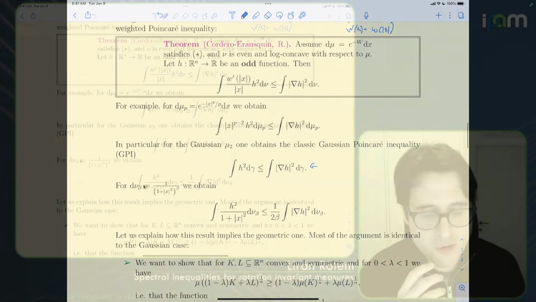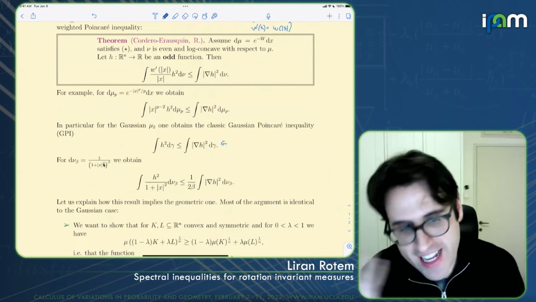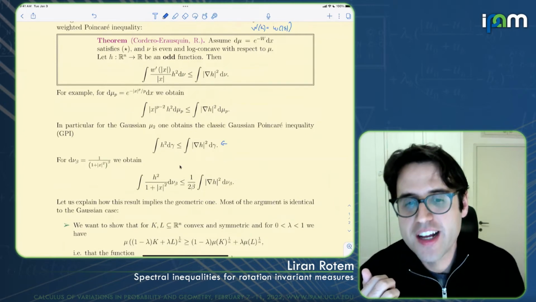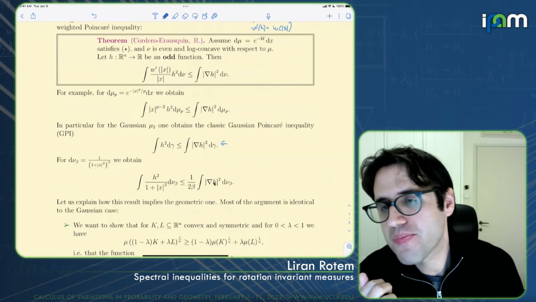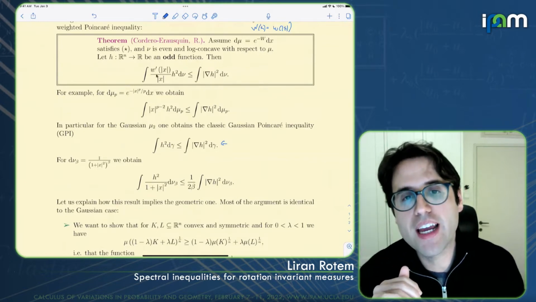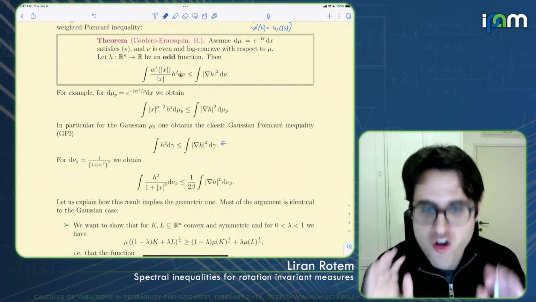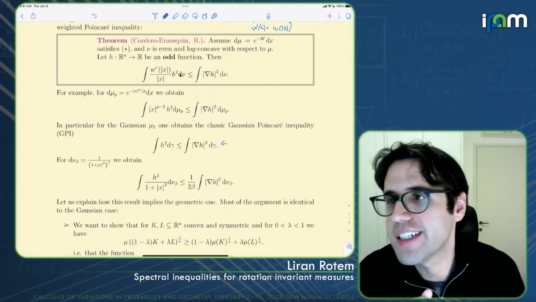For those Cauchy measures, I took here power 2 just to make it look a bit nicer. You can take any alpha, it doesn't matter. This is the inequality you get. And all of these inequalities are sharp. If you plug in linear functions, you get equality, and mu equal mu. So those are sharp Poincaré inequalities.